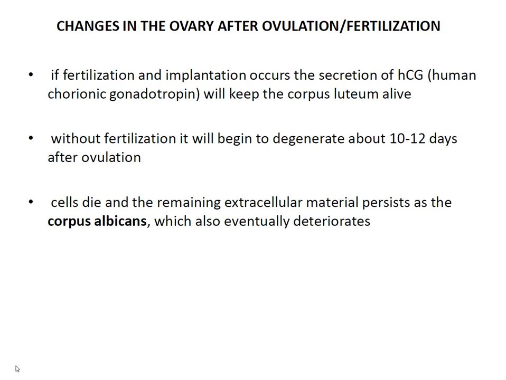But if fertilization and implantation do not occur, the corpus luteum begins to degenerate about 10 to 12 days after ovulation, and it undergoes a slow involution. The cells become loaded with lipids, decrease in size, and undergo autolysis. The remaining extracellular material persists as a white scar known as the corpus albicans, which slowly disappears over a period of several months.